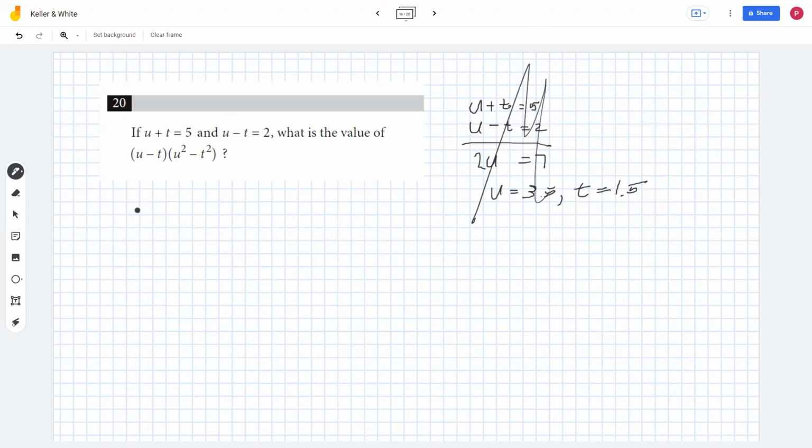Well, I will say this. If you walk into the SAT only knowing one thing about factoring, know how to factor the difference of two squares. So when you see u squared minus t squared, know that that's u plus t times u minus t.